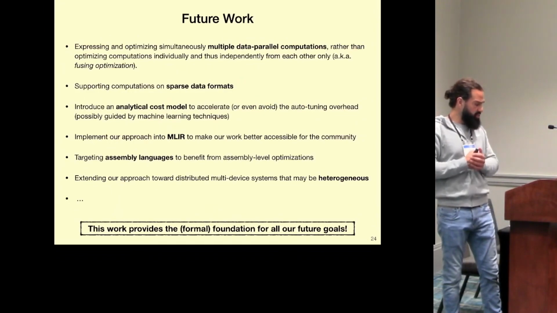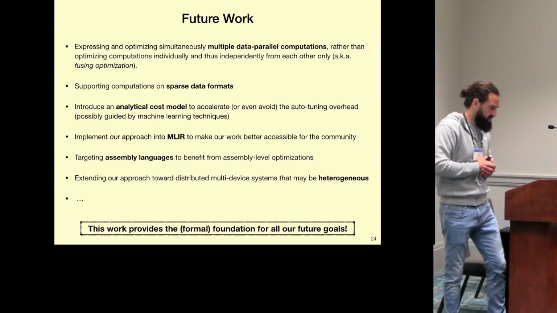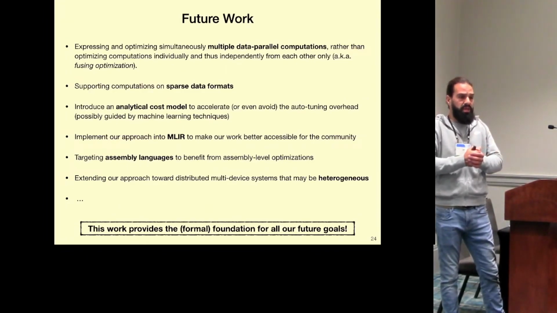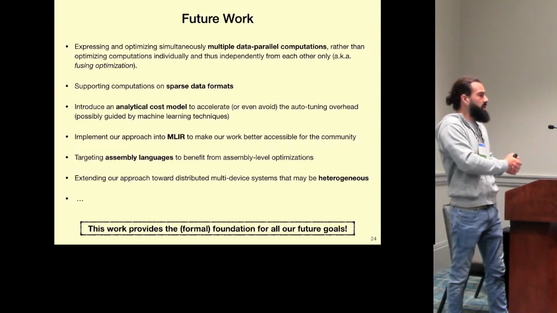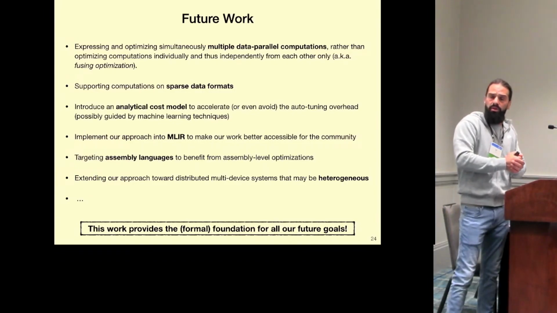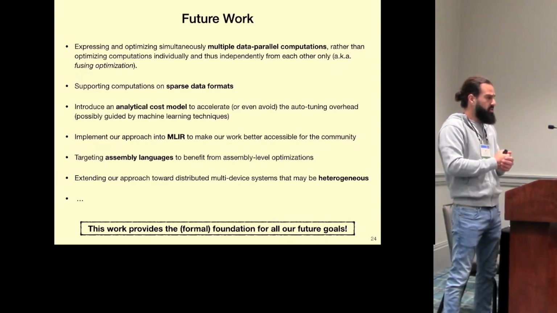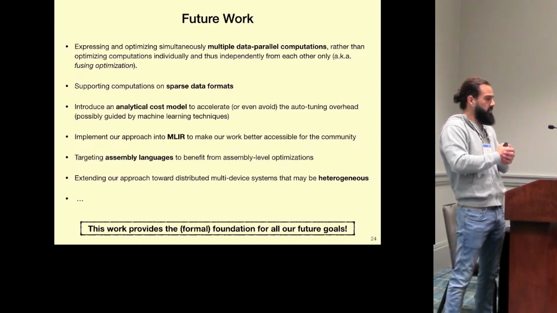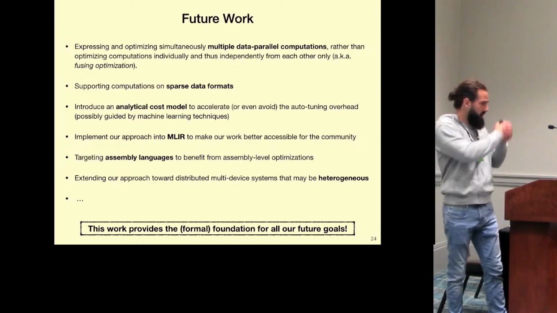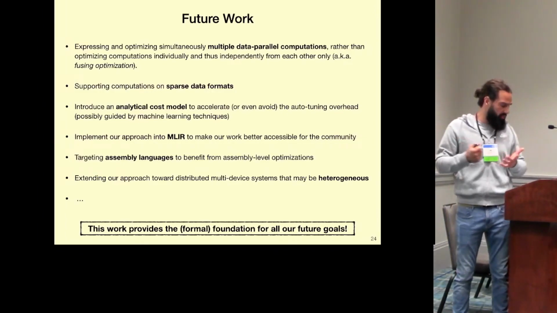Now regarding future work, we think this work provides a formal foundation for many interesting future goals. Currently, we target just individual data-parallel computations. So we generate code for just one matrix multiplication, maybe just one convolution. But we are currently working on, and have interesting and encouraging work-in-progress results for, generating code immediately for multiple data-parallel computations, so that we can apply optimization across the computation. For example, a matrix multiplication followed by a convolution. That's often called fusing optimization.